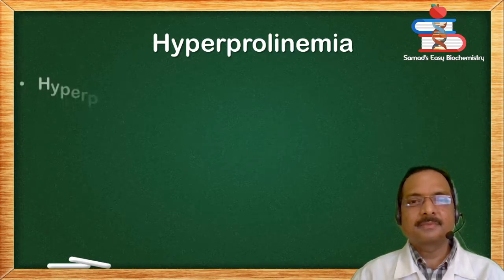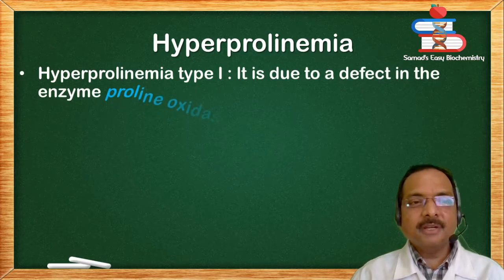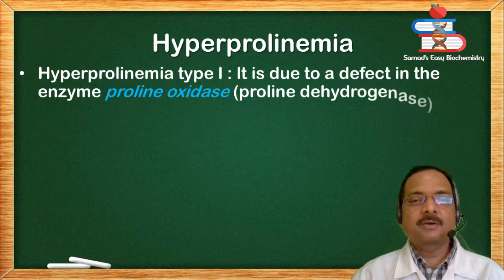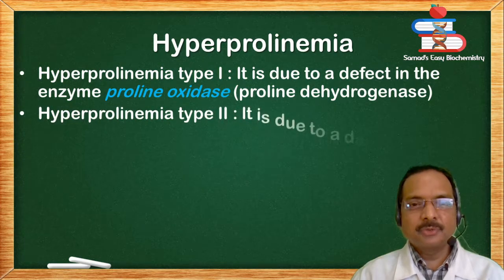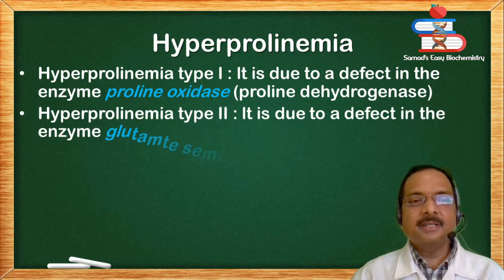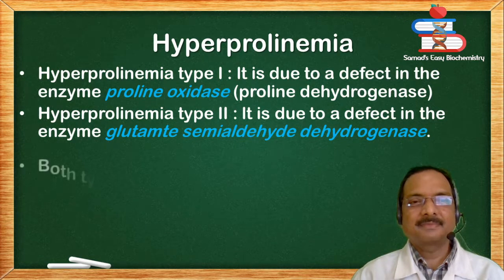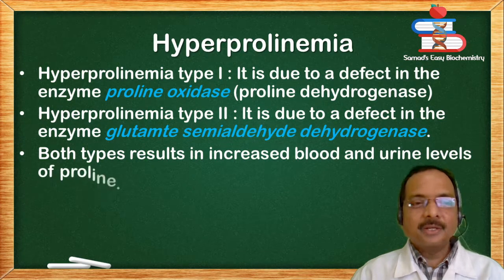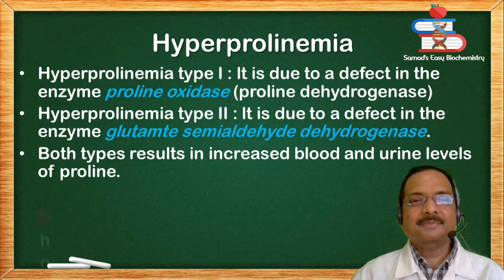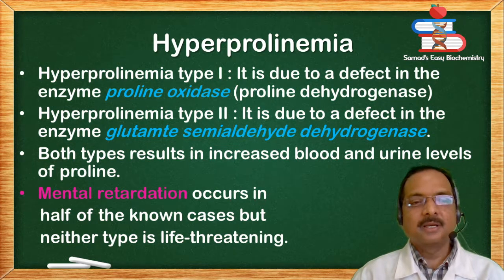Hyperprolinemia. Hyperprolinemia type 1, it is due to a defect in the enzyme proline oxidase or proline dehydrogenase. Hyperprolinemia type 2, it is due to a defect in the enzyme glutamate semialdehyde dehydrogenase. Both types result in increased blood and urine levels of proline. Mental retardation occurs in half of the known cases, but neither type is life-threatening.